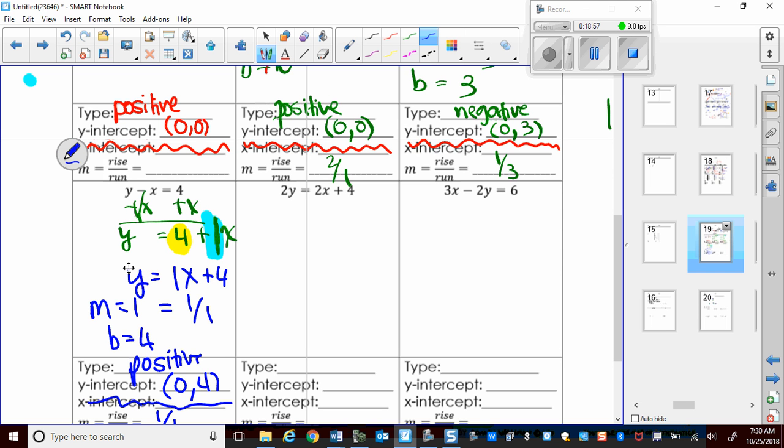Okay? So for the last two, you need to solve for y, figure out the slope type, get the y-intercepts, dispense with the x-intercepts, and get the rise over the run. And I'll leave you to that.